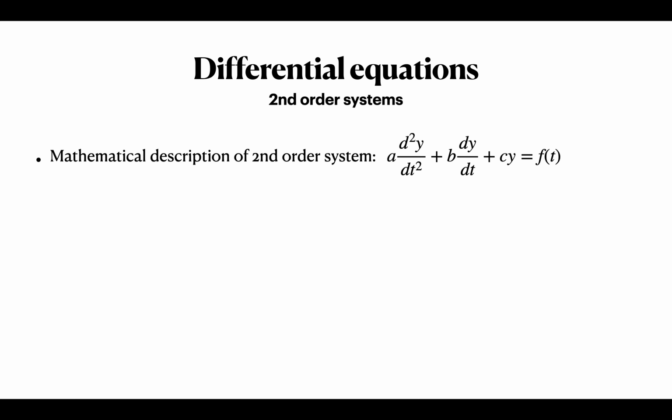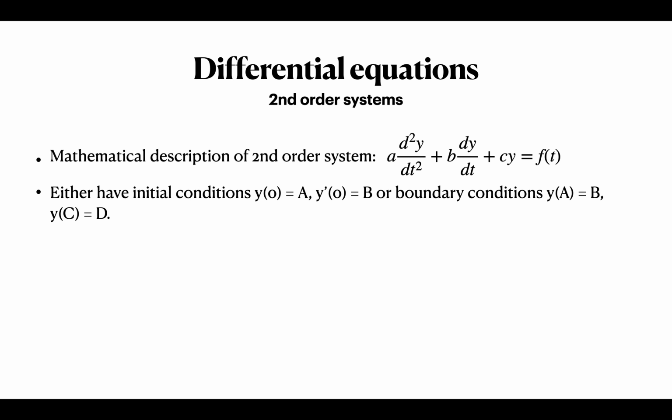Now, again, guys, f is your input. a, b, and c are constants of the system. They describe how the system behaves. And y is your output, which you need to find. Now, because this is a second order system and you've got a second derivative, you've got d squared y dt squared, in order to determine how the system behaves, you need two conditions here.